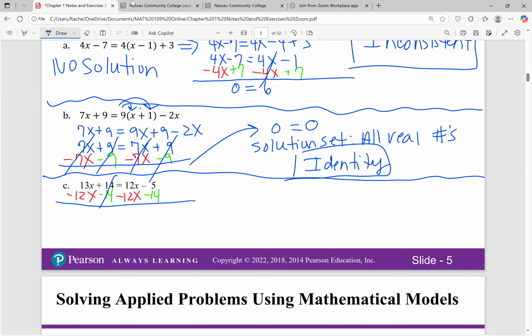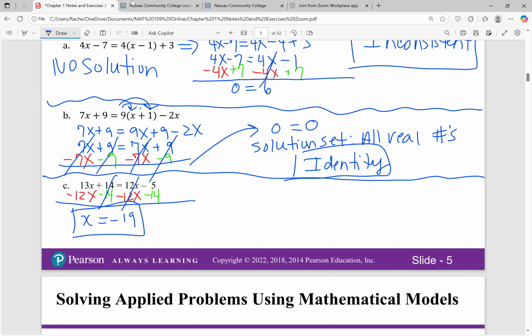So we're going to have 13x minus 12x is 1x equals negative 5 minus 14, which is going to be negative 19. So we end up with one solution. X is equal to negative 19. And you could check that and make sure it checks out.